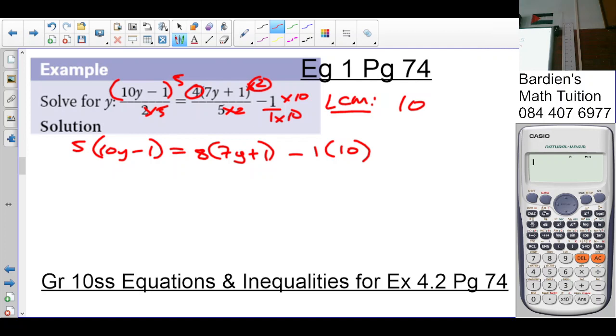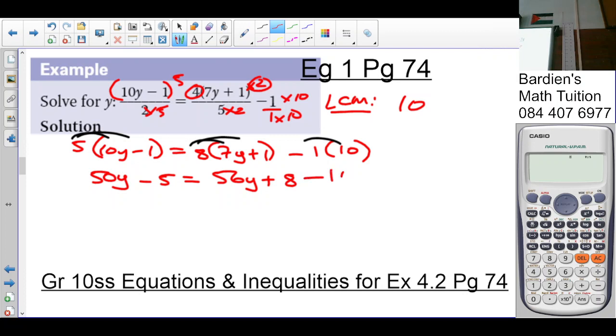Okay, so let's do it quickly together. Get rid of the brackets. 5 times 10y is 50y. 5 times negative 1? Negative 5. 8 times 7y? 56y. 8 times 1 is 8. Negative 1 times 10 is negative 10. Is 8 times 7 not 56? You don't check. I might be wrong. It is 56. Thank you. I'm feeling better.